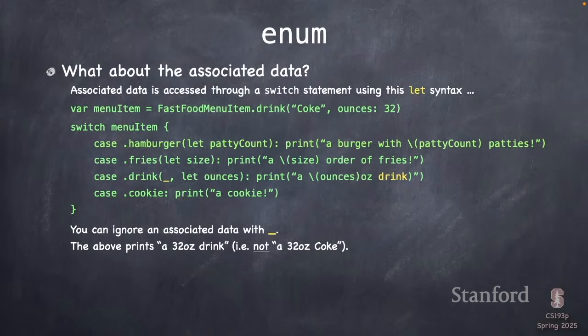And that's why I'm printing whatever ounces drink. I'm just printing the word drink. So yeah, the answer is yes. You can put underbar for all the ones you don't want. And these associated can be any types that we want in here.